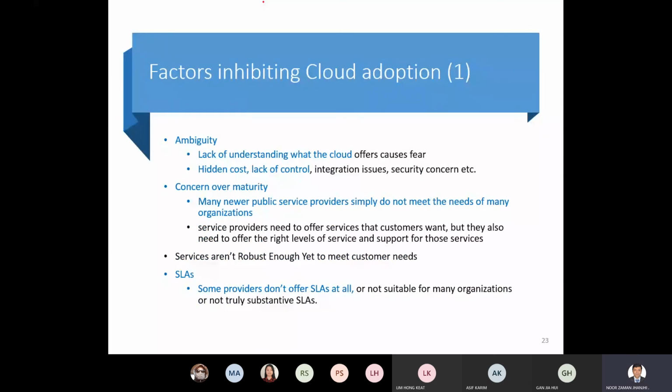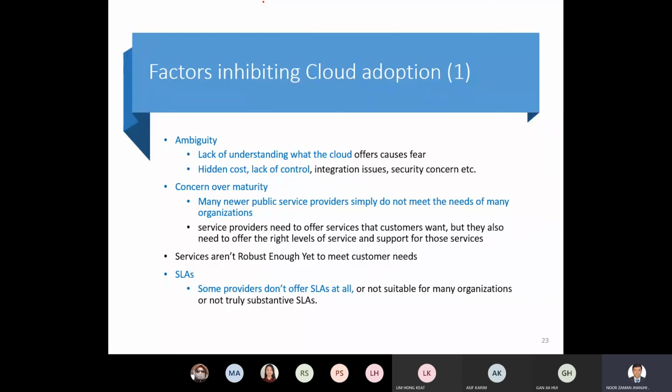These points actually motivate people and organizations to come towards the cloud concept. And nowadays, most of us, including individuals and organizations, are using the cloud in one way or another. But there are some things that are still stopping people from adopting it, or at least from adopting it fully. What are these things? Ambiguity.